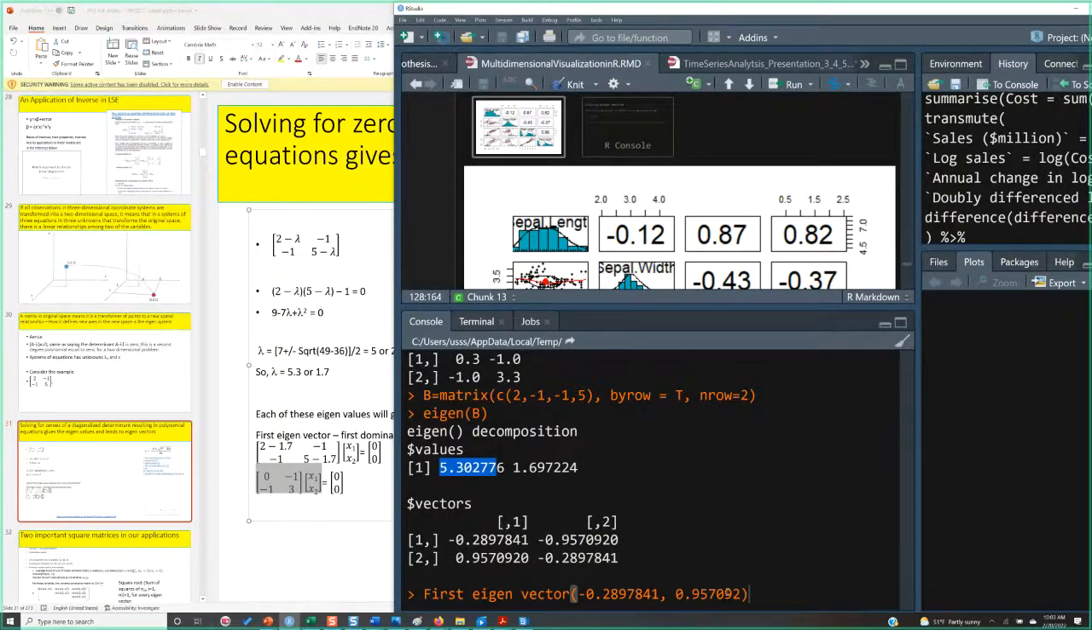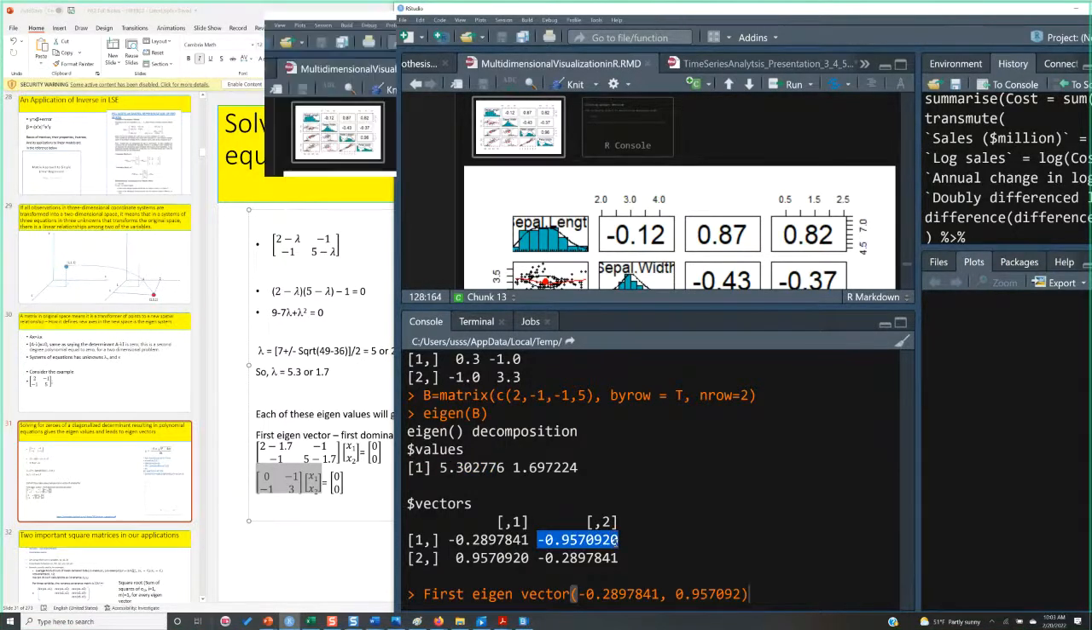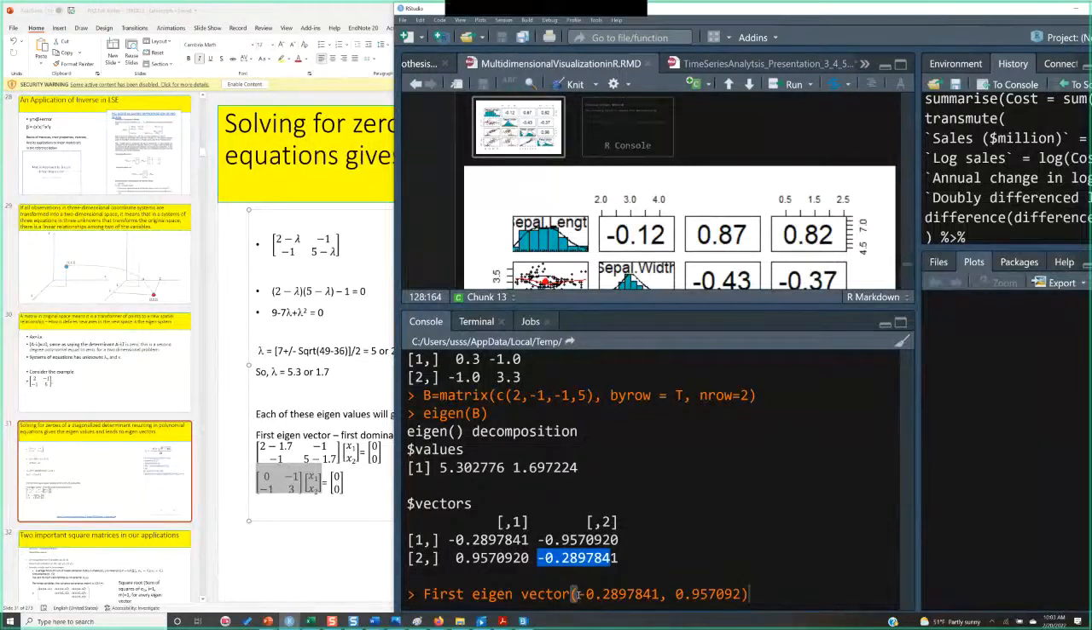So for the second eigenvector, what is that? The first value is minus 0.95709. The second value of the vector is this one. So far so good. Very interesting. The diagonal values are the same, and the off-diagonal values are negatively changed. Now, this is how you would find it.